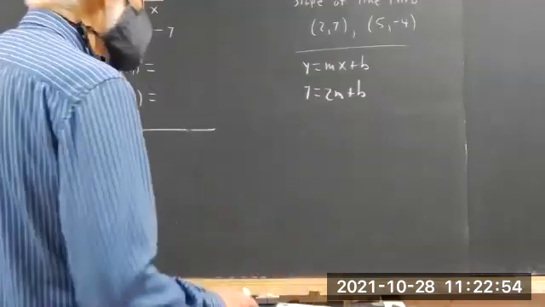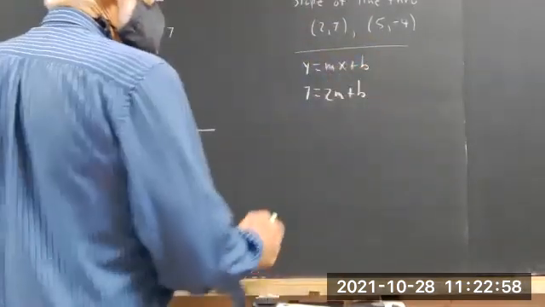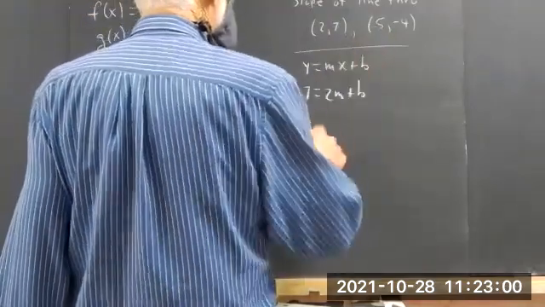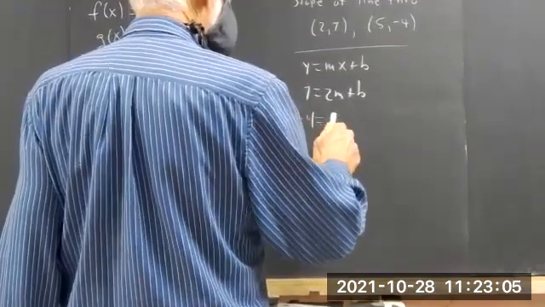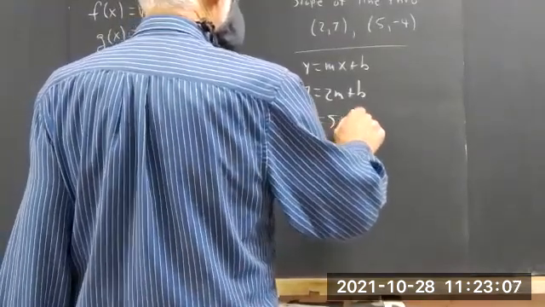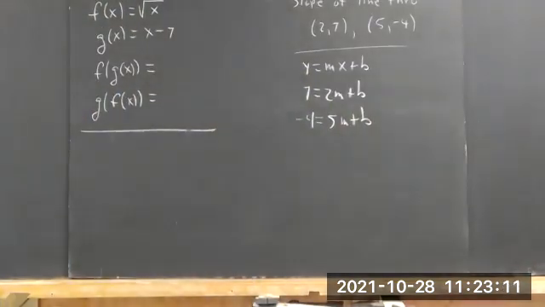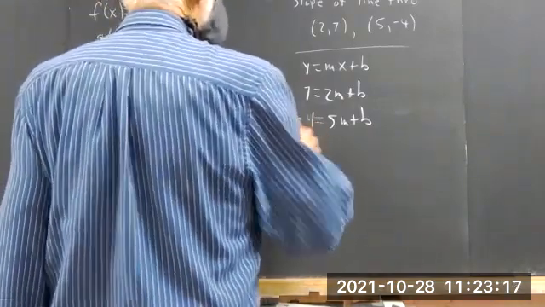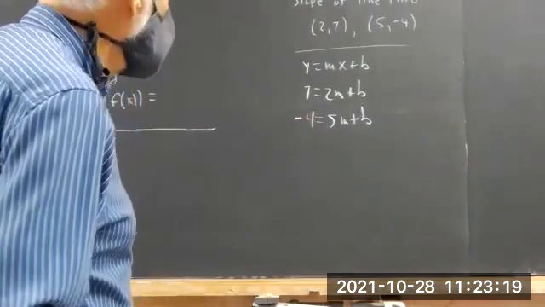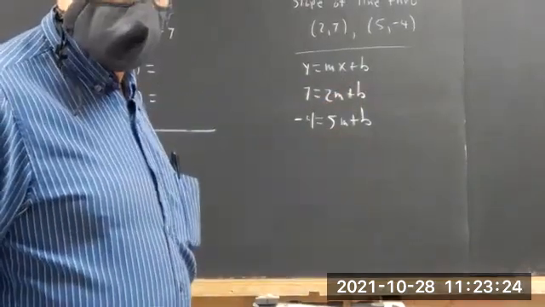Okay, well, we do the same thing here. You can also have them that -4 equals 5m plus b. So what can we do with this? Well, it's real easy to solve one of these equations for b.